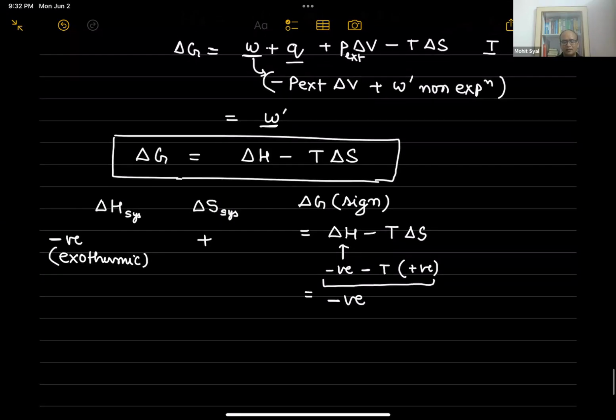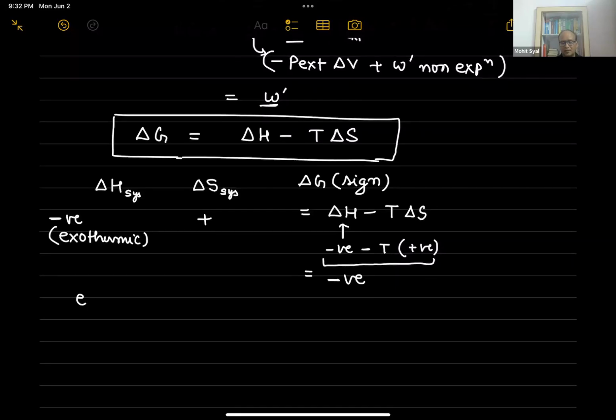Suppose, let's say, an example: delta H is minus 10 kilojoule per mole, delta S is plus 10 joule per Kelvin per mole, right?